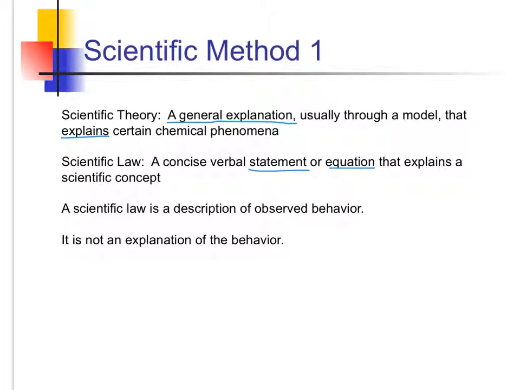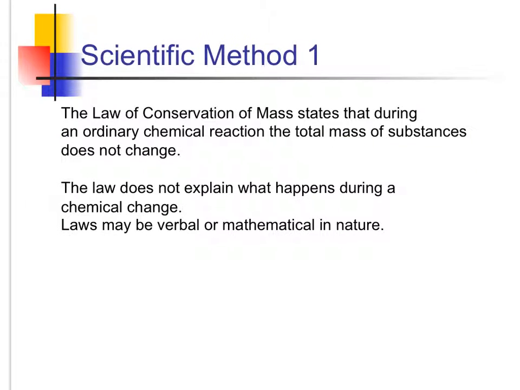So you're describing that observed behavior. It doesn't say why the behavior happened. It just says this is what happens. Gravity: objects fall because of gravity. How they fall, what happens, some of those types of things, how you can slow it down, those are other variables that would be taken into account.